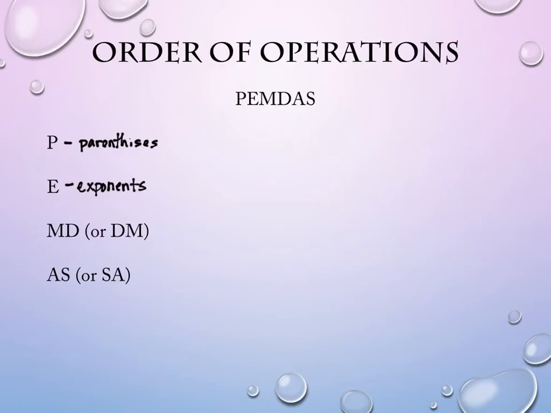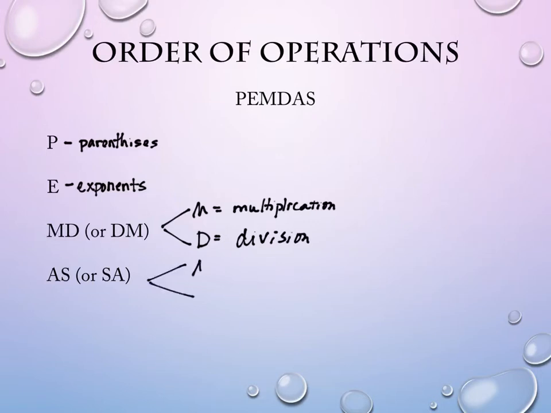It says M and D, so the M is multiply, or you can say multiplication. And your D is divide or division. Then we have A and S. So A is addition, and S subtraction.